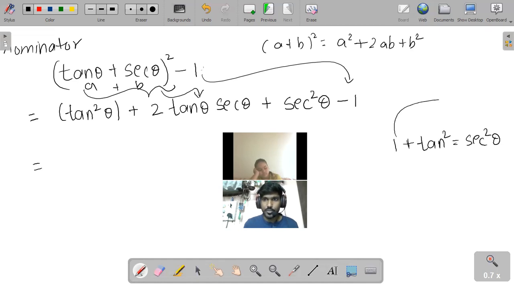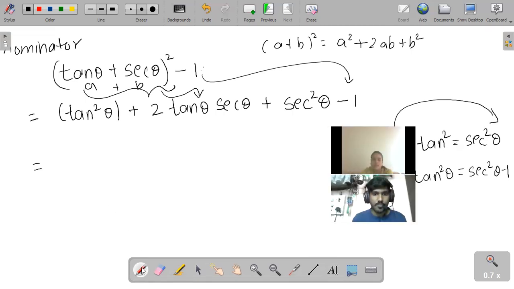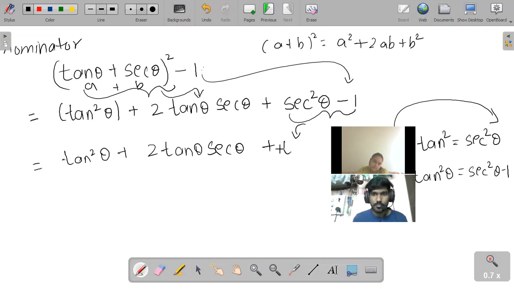Now, if you take this plus 1 to the other side, this will become tan square theta. So this will become tan square theta plus 2 tan theta sec theta plus 1. Sorry, plus tan square theta. So it will become 2 tan square theta. Correct. Absolutely right. So 2 tan theta sec theta plus this became tan square theta.